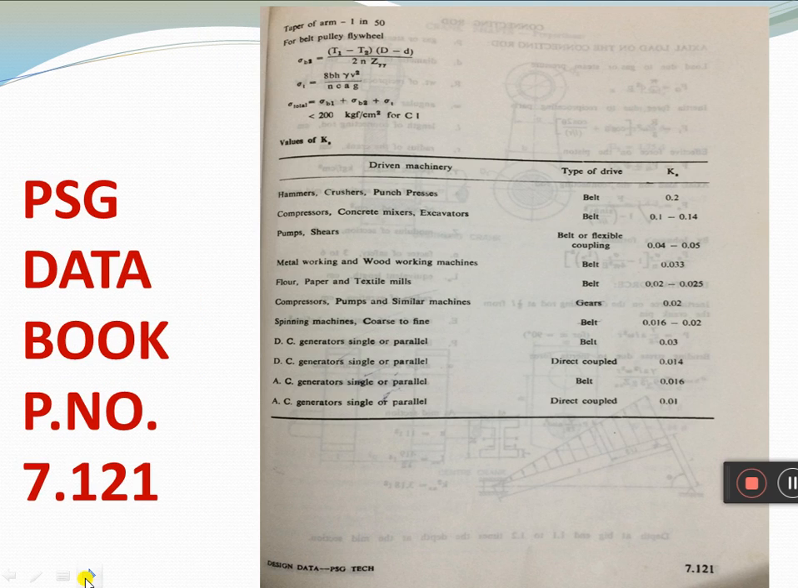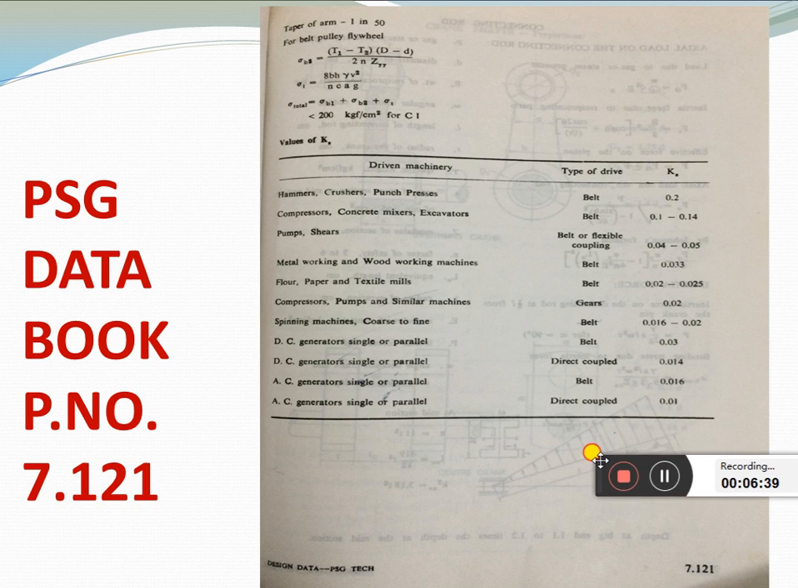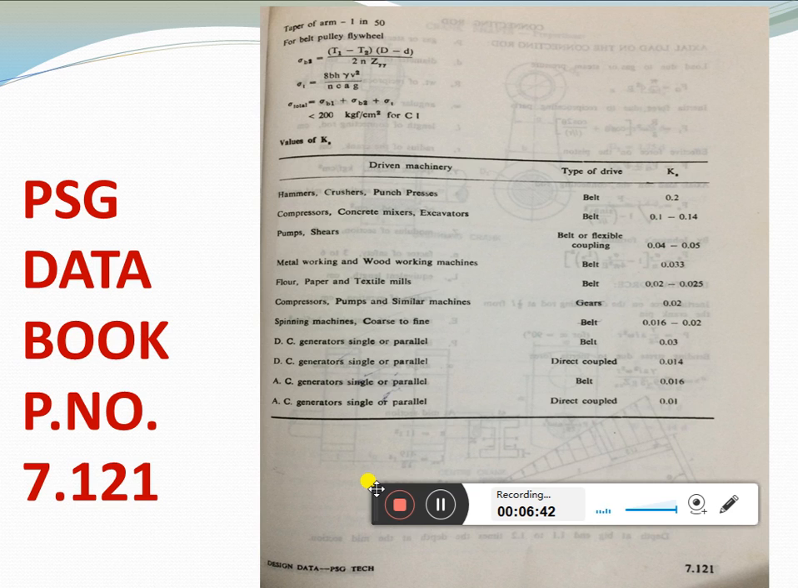The next page number is 7.121. Here we can select the Ks value, that is the value of Ks, fluctuation of energy, for driven machinery. Based on the application and the type of drive, you can select the values. So these two page numbers, 7.120 and 7.121, are very useful for flywheels. During the calculation we come to know how to select the formulas and how to solve the step by step procedure of the flywheel.